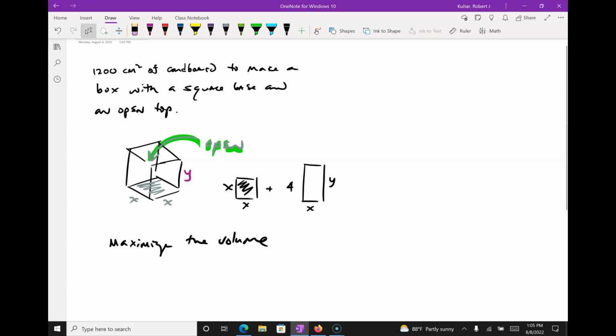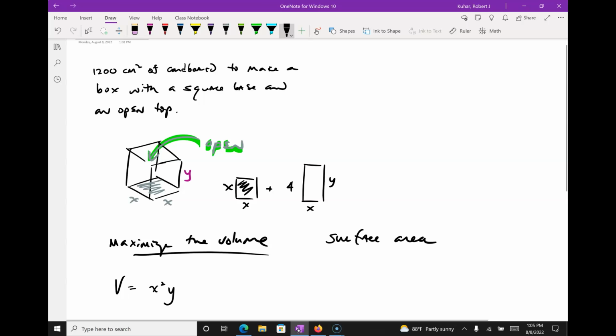So I need an expression to maximize, and I need an equation to help. So what is my volume? It's x squared y. That's 2 variables. I want to change it into a single variable. What is my surface area? Nice. x squared plus 4xy equals 1,200.